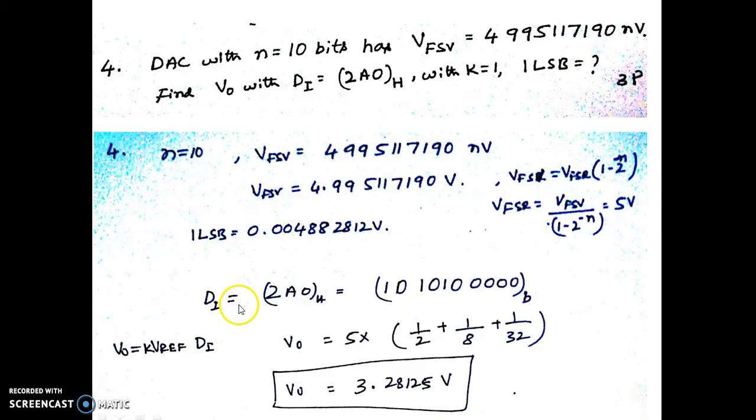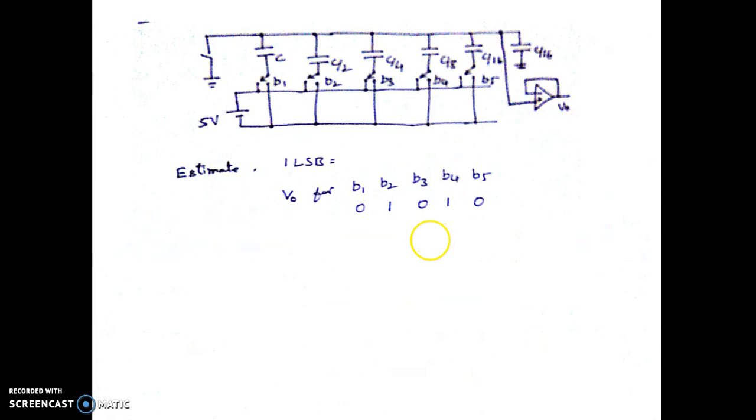4.88 millivolts. Since the digital value given is 2A0, I am writing its equivalent binary value. So the position of this is B1, that is 1 by 2, this is 1 by 8, this is 1 by 32, and all the other bits are 0. We have the actual output voltage given by K times V reference into DI, where DI is this value. So we get the output voltage as 3.28125 volts. So this is the actual output voltage for n equal to 10 and for a digital input of 2A0. Okay, what is the next question.